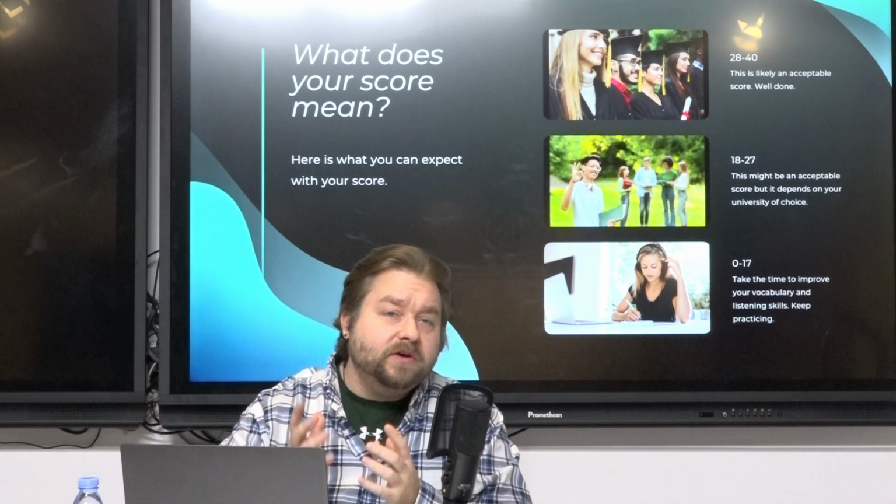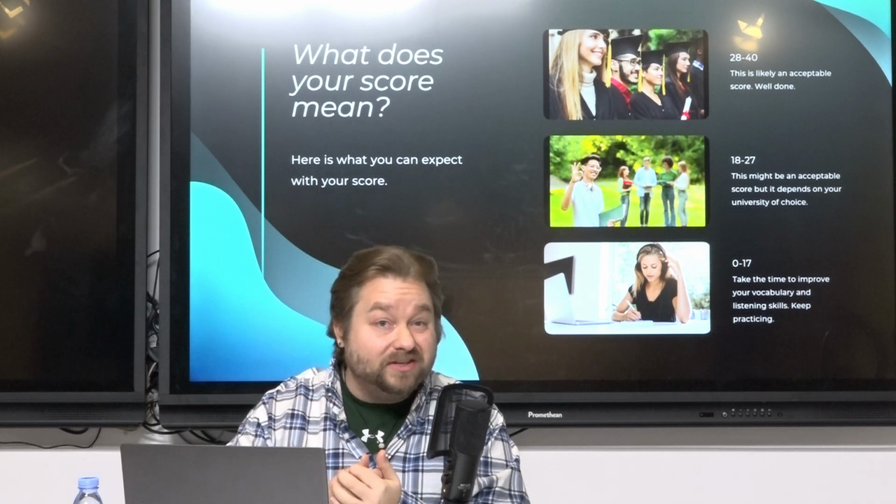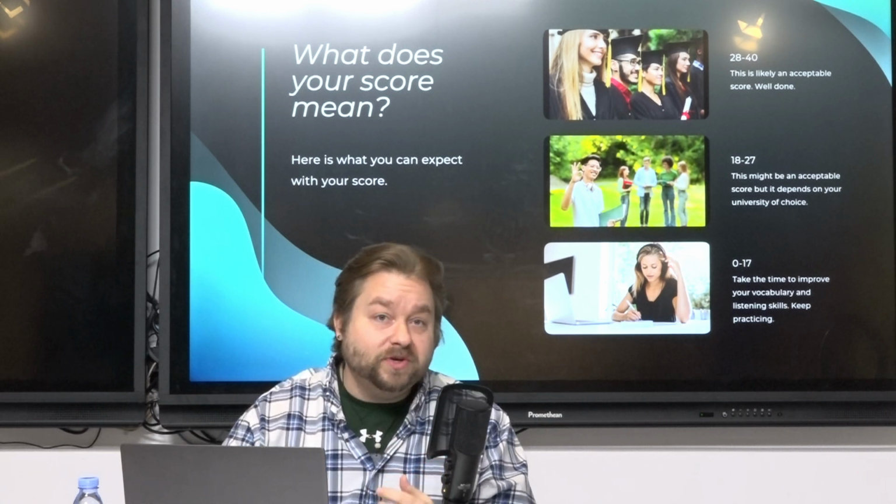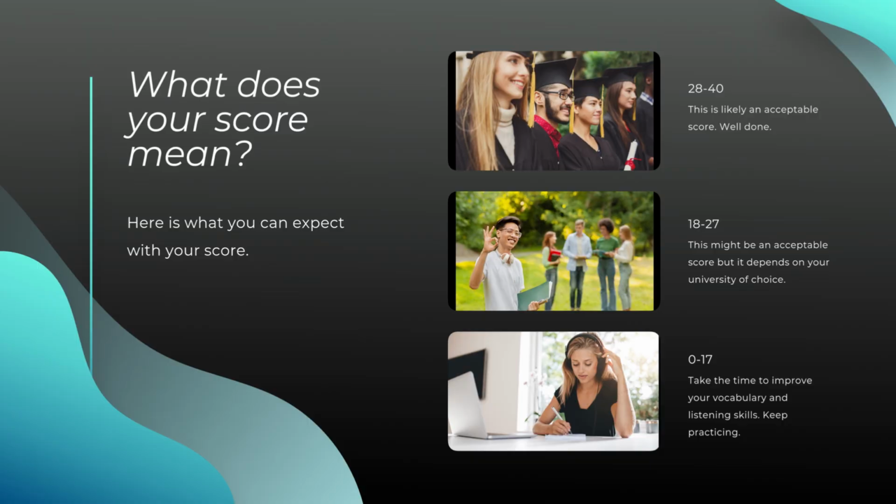Okay, so now that we've got all of our answers, we've checked our test, what does your score mean? Well, here's what you can expect with this score. If you have a 0 through 17, take your time and improve your vocabulary and listening skills, and keep practicing. Don't give up. This is just a practice test. This isn't the end of the world. The last thing you want to do is get discouraged.